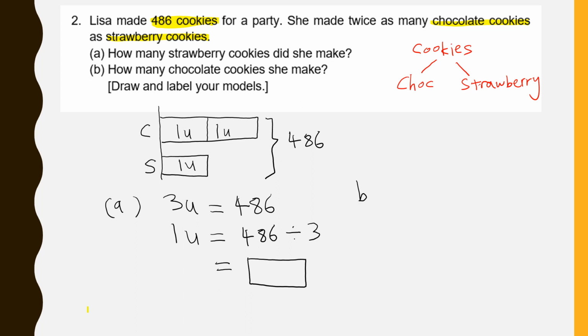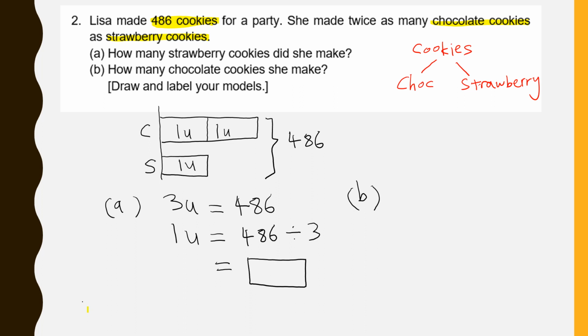Now, part B. Before we go to part B, I want to say this. You have to be able to work this out yourself in part A without me giving you the answer. You're going to do it yourself. Now, for part B, how do you find the number of chocolate cookies? Take note that for part B, you really need to know your answer for part A. If not, you cannot carry on.